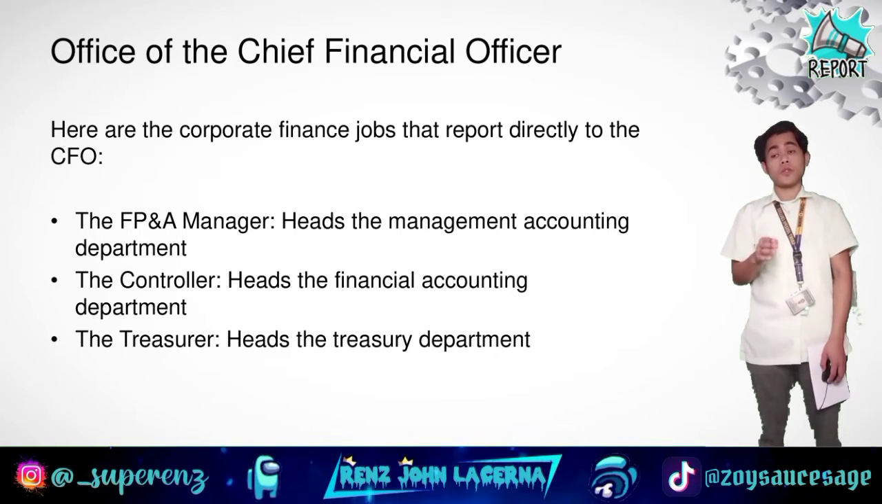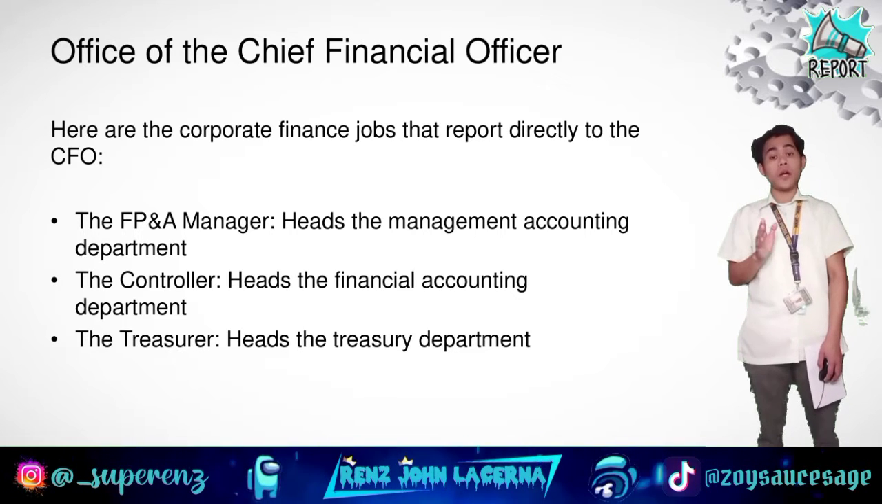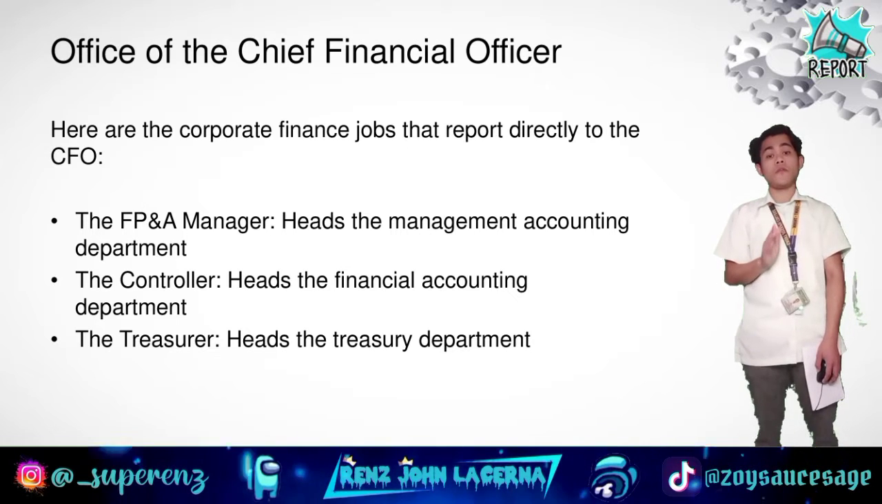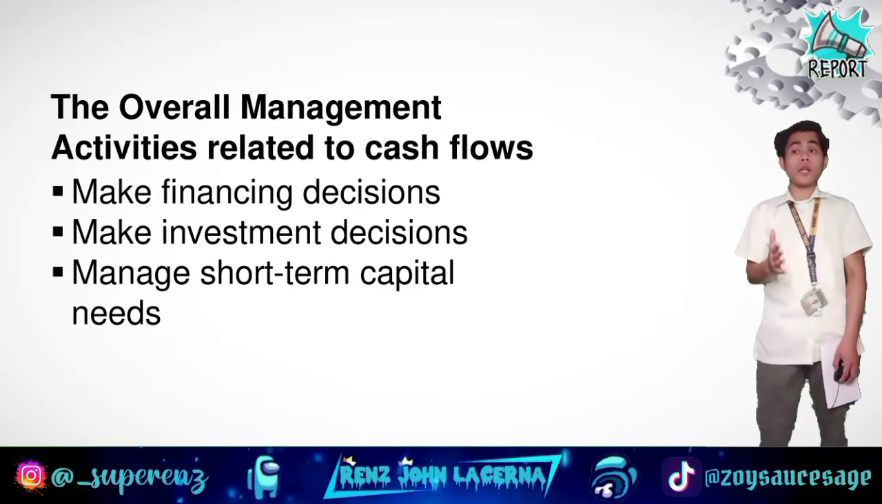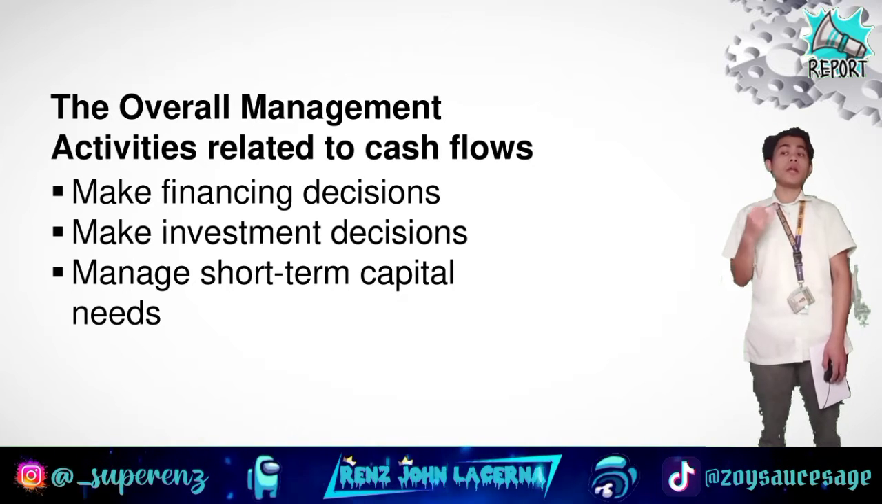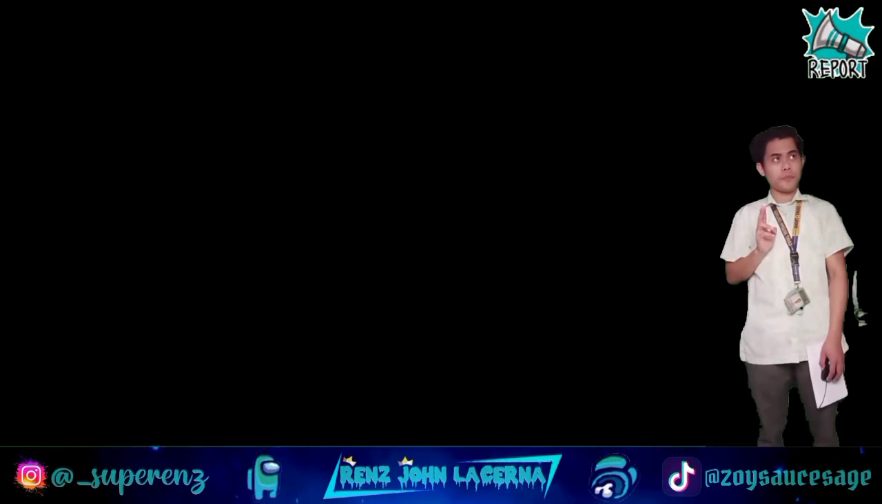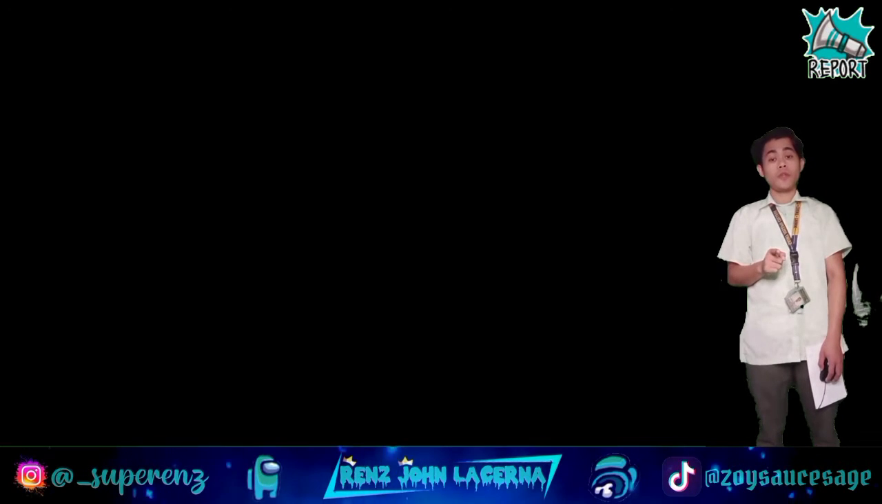So those functions primarily report directly to the CFO, or the Chief Financial Officer. They are individuals who help the Chief Financial Officer to do his job. So they are like a team. The overall activities related to cash flows are to make financing decisions, make investment decisions, and manage short-term capital needs. To discuss further about the role of the CFO and the office of the Chief Financial Officer in a company, let us watch this short video.